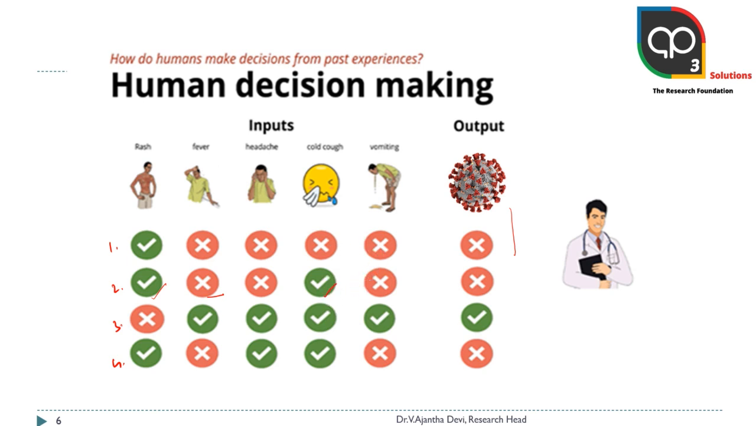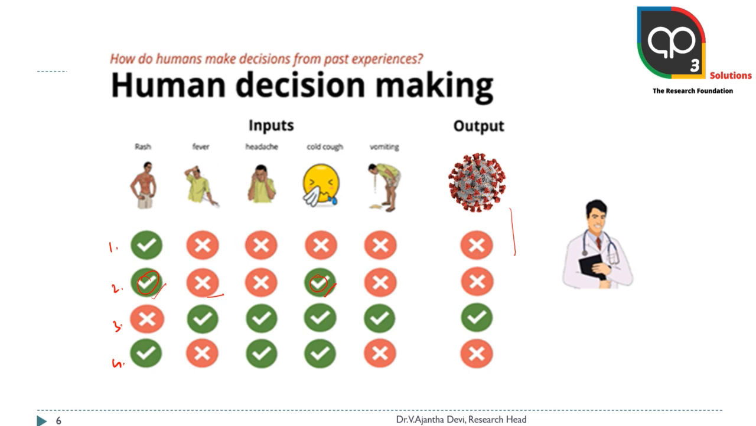Okay, but the doctor knew that this is a case where it is not even COVID, it can just have only these rashes and a cold and cough. Yes, right. So based on access to a lot of such past data from personal experience, the doctor is now able to look at these symptoms and make some decision about whether the person has COVID or not.